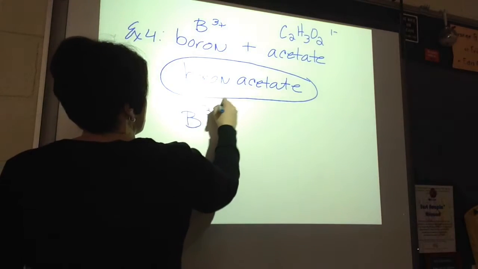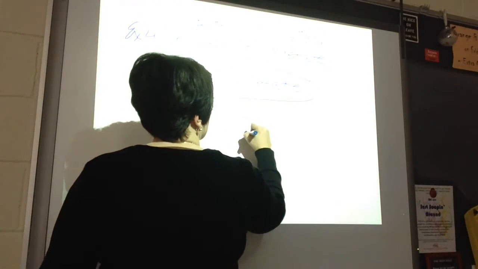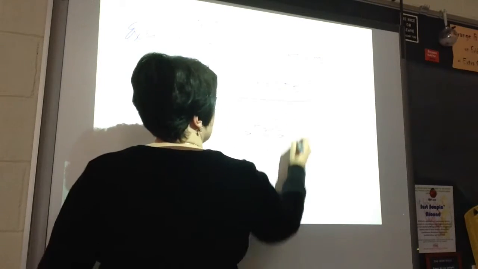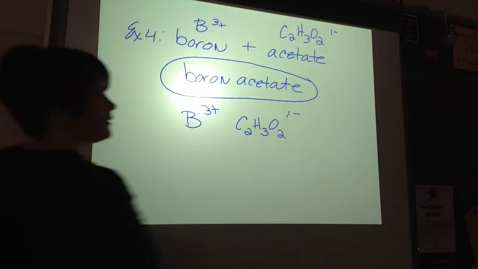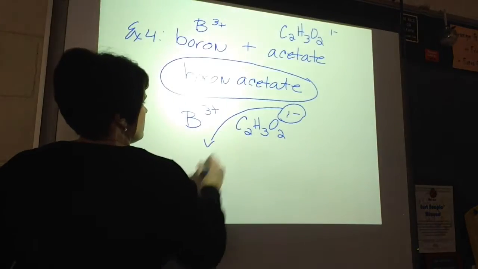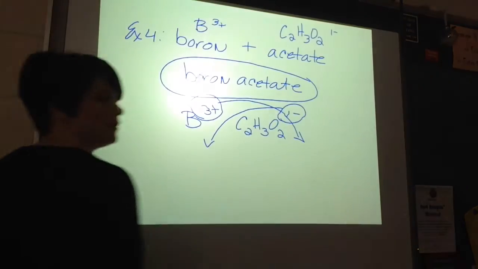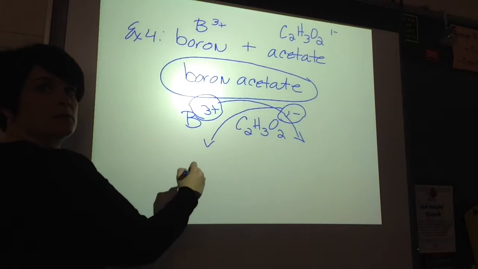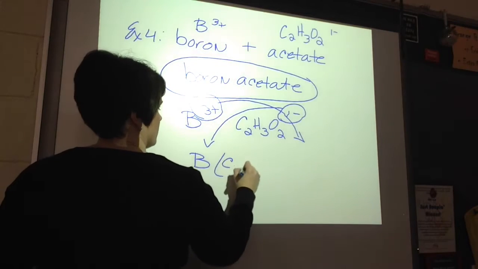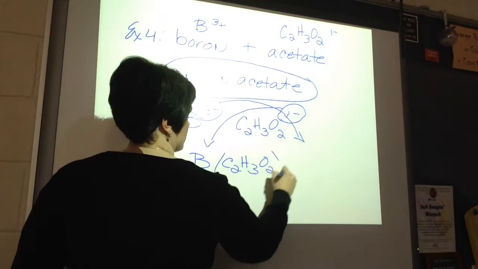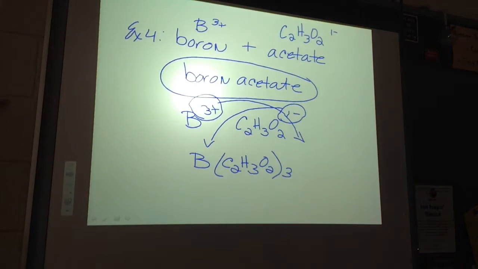We need some boron, 3 plus. We need some acetate, 1 minus. This 1 goes here. This 3 goes here. Are we going to use parentheses? Yeah?